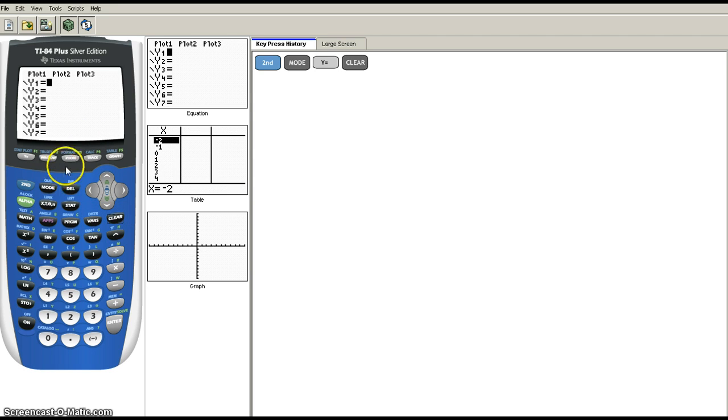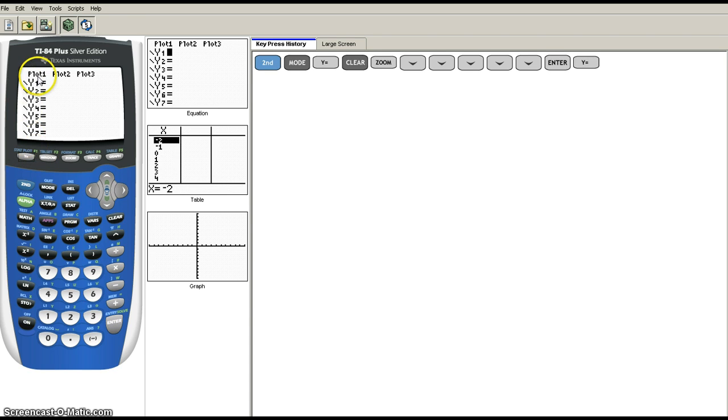And then the last thing you always want to do is do a zoom 6 on your calculator. What that does is it's going to put it in a standard 10 by 10 window. So in case you did some zooming in or zooming out the last time you used your grapher, this will get you set back to a standard window.